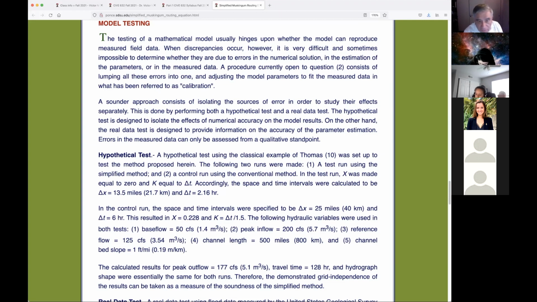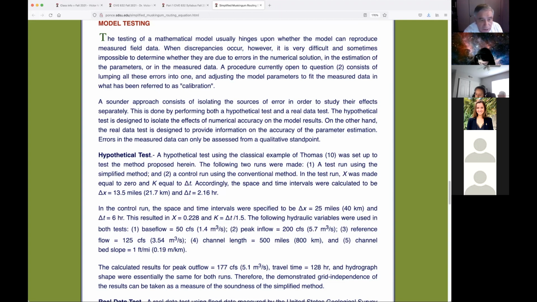This is done by performing both a hypothetical test and a real data test. The hypothetical test is designed to isolate the effects of numerical accuracy in the model results. In other words, we're going to take an example for which we know the answer, and we're going to try to get the model to do it. If the model cannot do an example for which we know the answer, the model's no good. Then we've got to find something else, or we've got to fix its properties of stability and convergence.